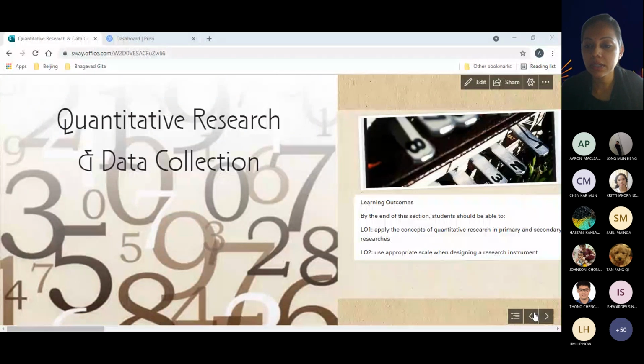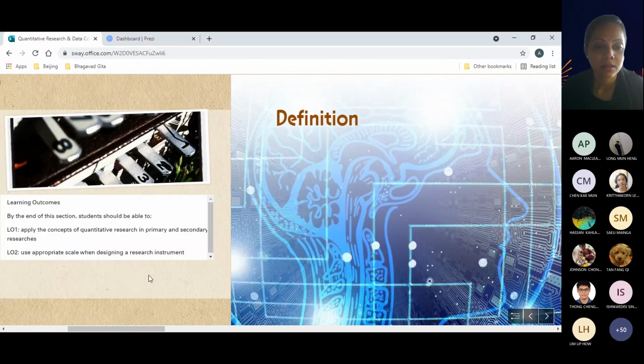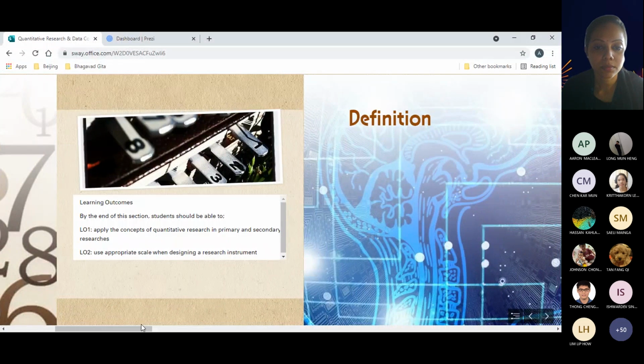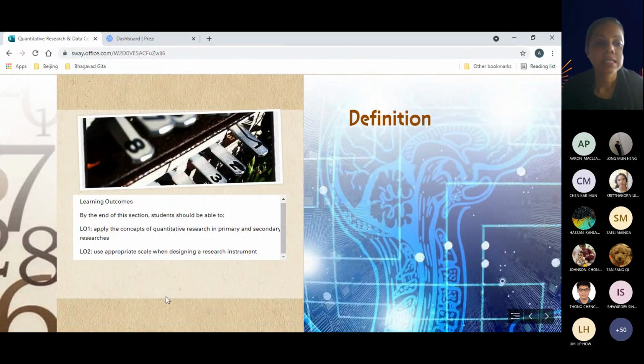So quantitative research. This is what we're going to do today. We're going to start with the learning outcome here. So what do we mean by quantitative? By the end of today's lesson, you should be able to apply the concepts of quantitative research in primary and secondary research, and you should be able to use appropriate scale when designing a research instrument.